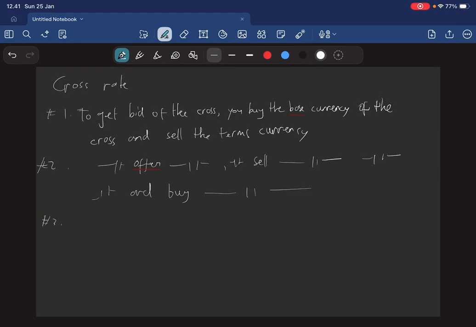Third, if two currencies are quoted in the same terms, divide the base currency to get the cross rate.